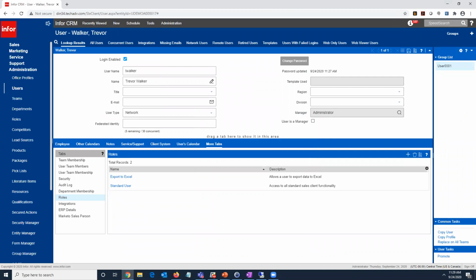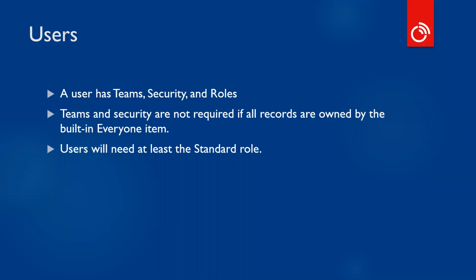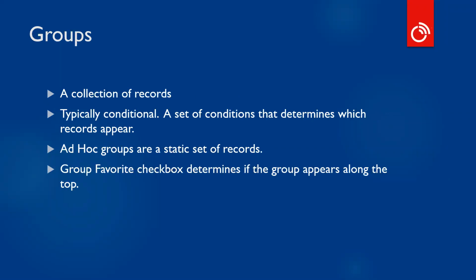Okay, we'll move into taking a look at groups. Groups are a collection of records. Generally, they're conditional. You add a set of conditions, like this field is this value, and that's what causes them to show up in that group. Now, you can also make ad hoc groups, which are just pick a certain number of records. It's a static set of records that'll always be in that group.